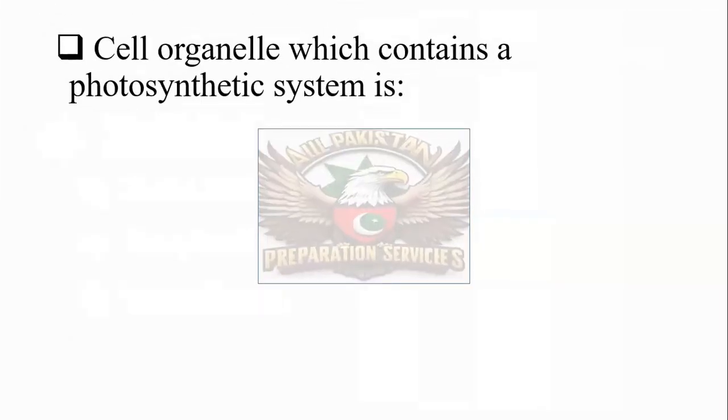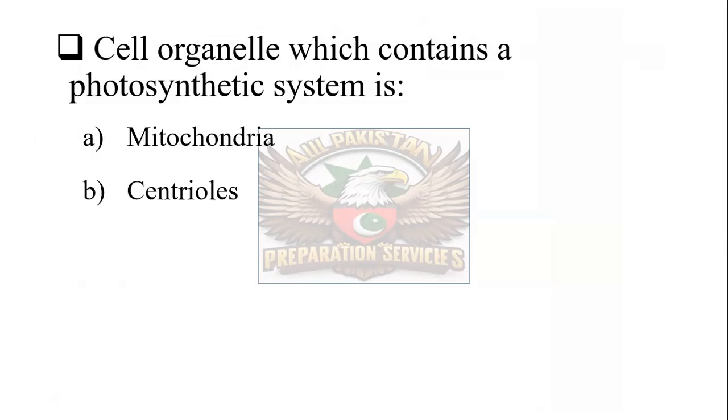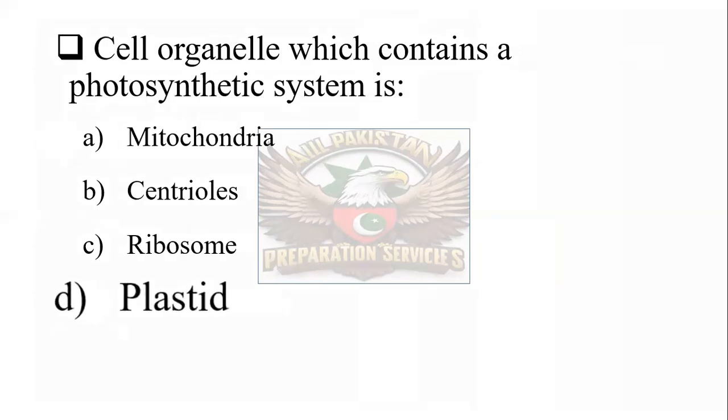Cell organelle which contains a photosynthetic system is called mitochondria, centrioles, ribosomes, or plastids. And the correct one is plastids.